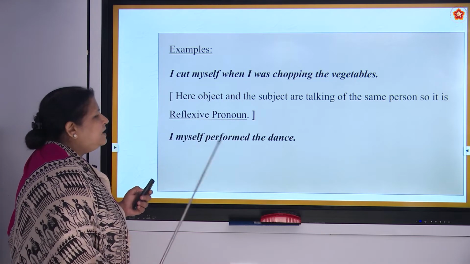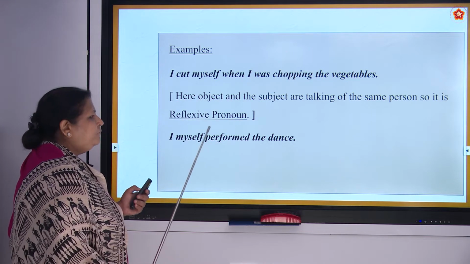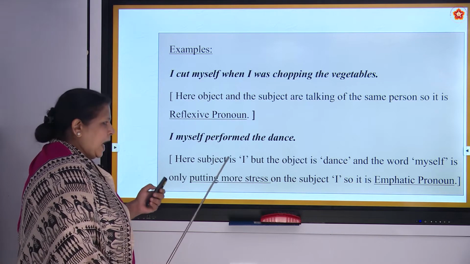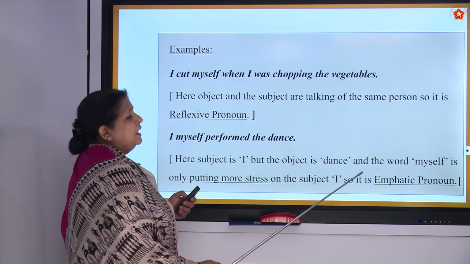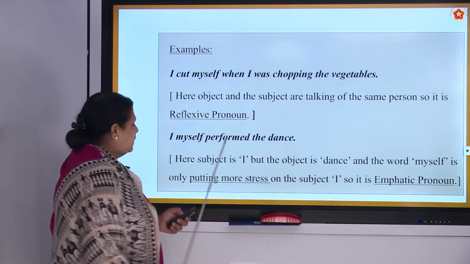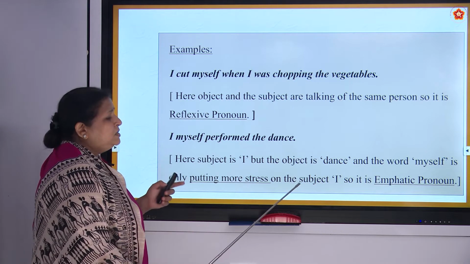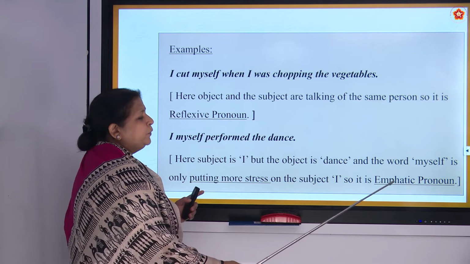I myself performed the dance. Here the subject is I, but the object is dance, and the word myself is only putting more stress on the subject I. So it is an emphatic pronoun.